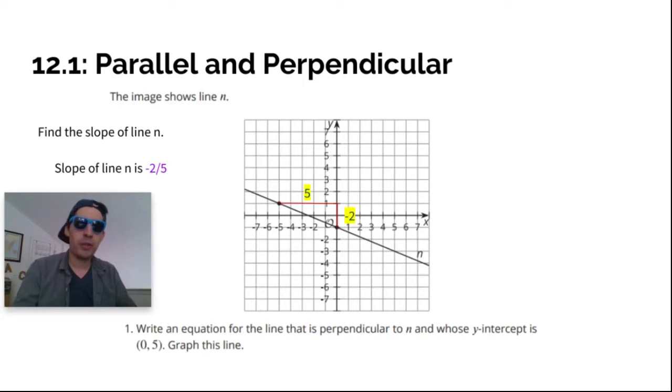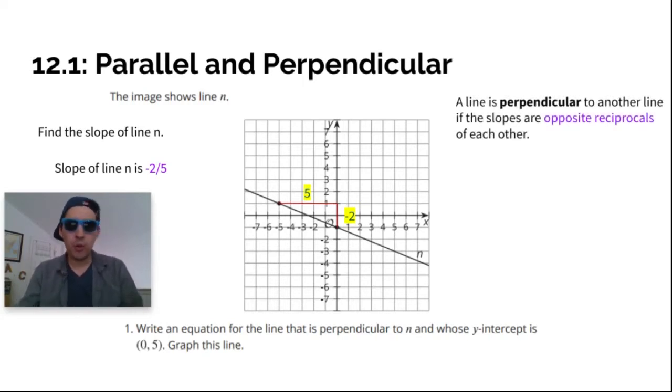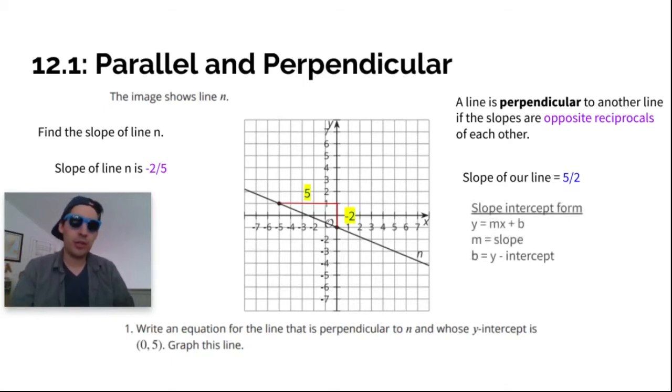Now, if we want a slope that's perpendicular to that one, we're going to need to take the opposite reciprocal. So take that negative 2/5, flip it upside down, and make it the opposite sign. So now our slope is positive 5/2. Since we have to graph this line using that slope and the y-intercept, it's probably easiest to write the equation of the line in slope-intercept form. y equals mx plus b, the one we all know and love.